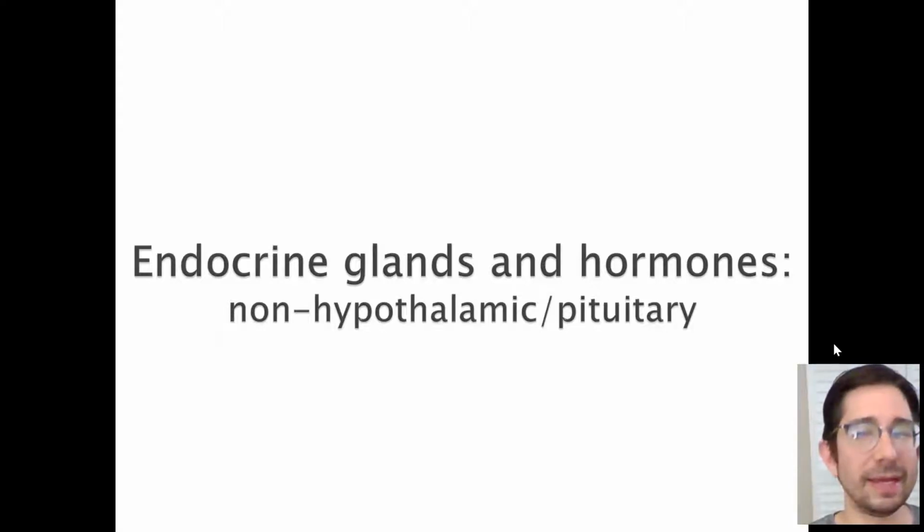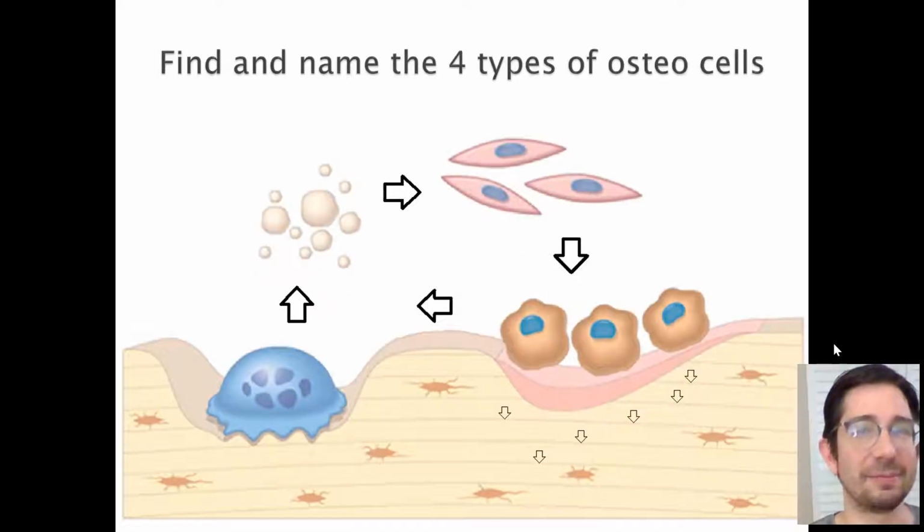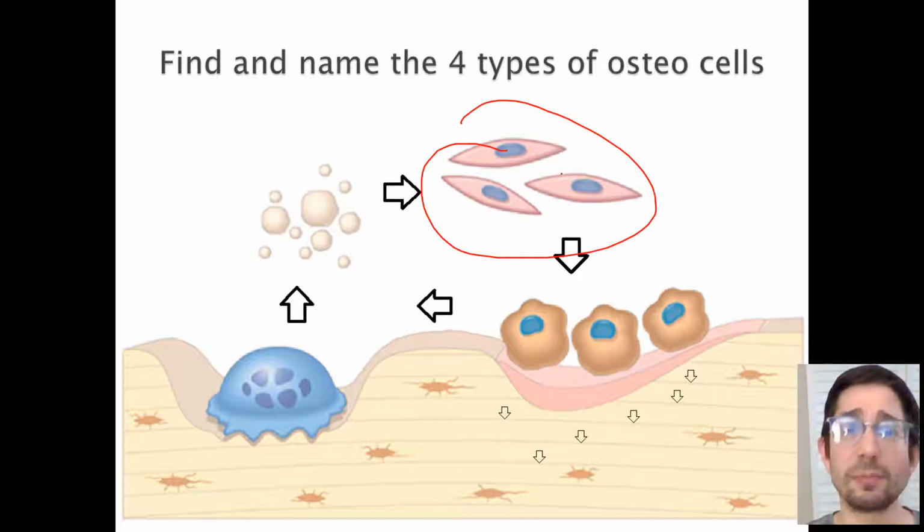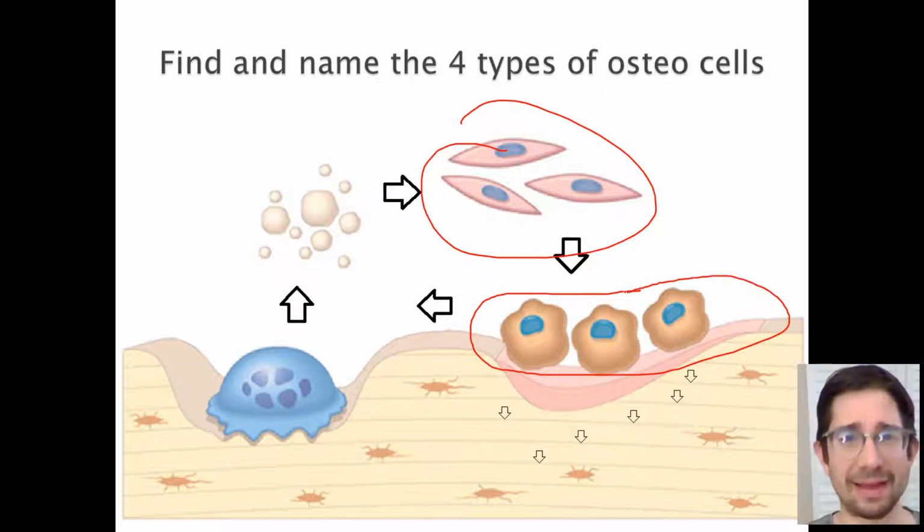We're going to start by thinking not about the endocrine system, but about the skeletal system. Recall this image or something very similar in which we're showing the different types of bone cells. And so we have these osteoprogenitor cells, which give rise to most of the bone cells, turning into these osteoblasts.